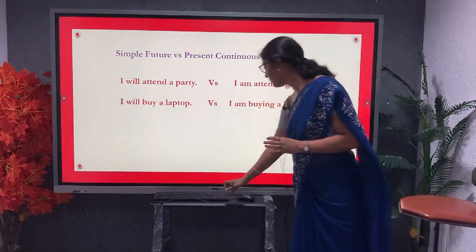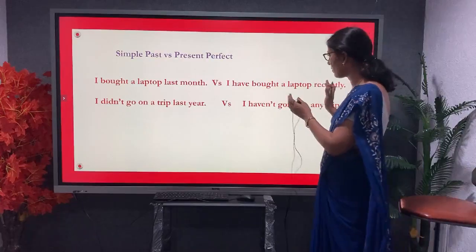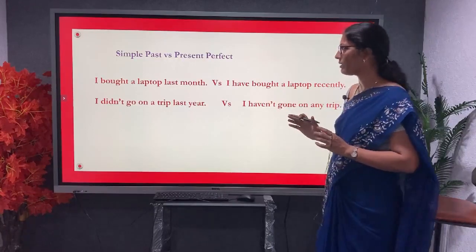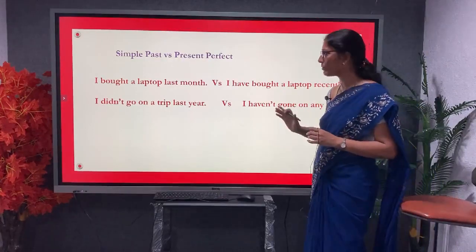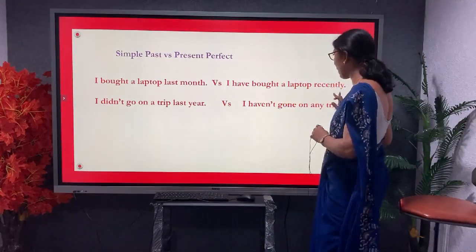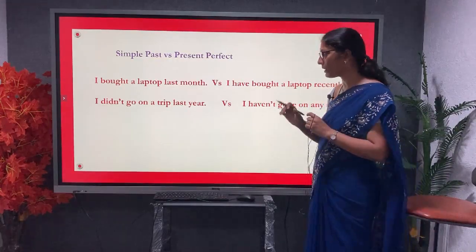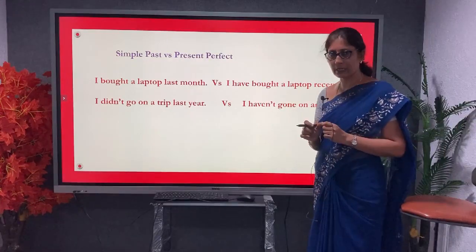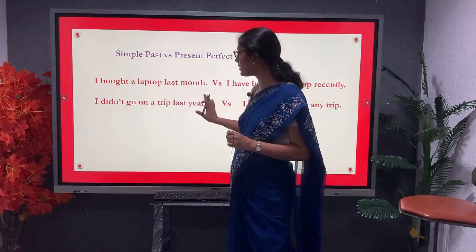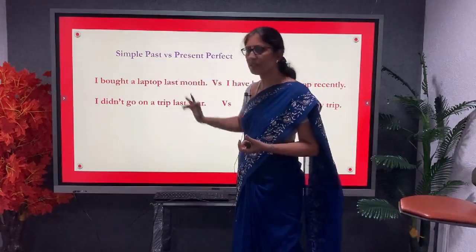That's the difference. Next one, simple past versus present perfect. Generally this combination is given in competitive exams, right? In common errors, this is one of the questions usually asked. So, I bought a laptop last month, I have bought a laptop recently. Here, when a time word is in the sentence, or you want to mention the exact time, then you go with the simple past tense. If you take this sentence, last month, you are mentioning the exact time. So at that time you go with the simple past.